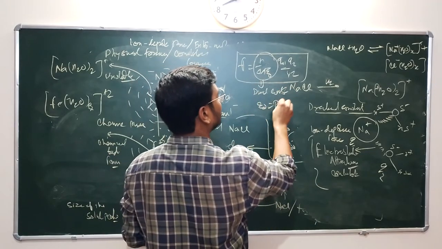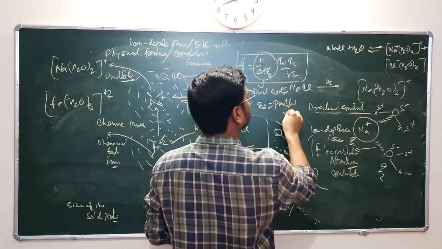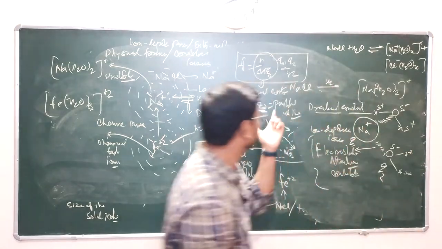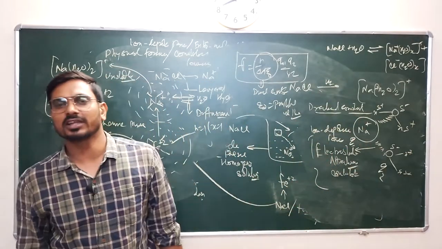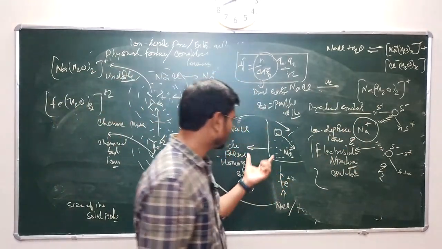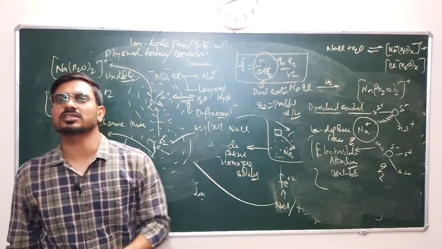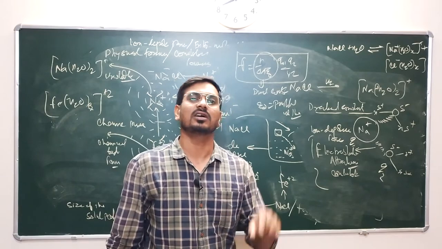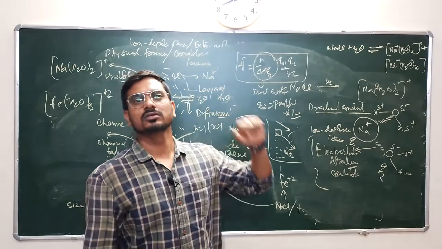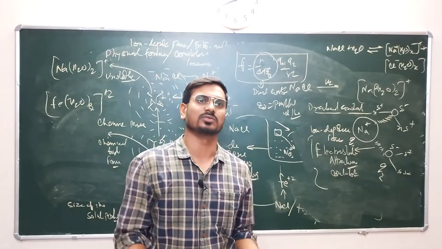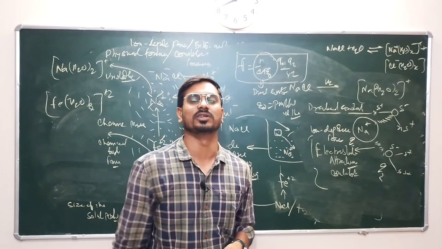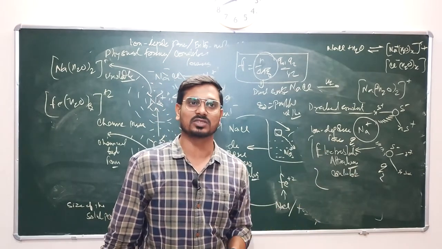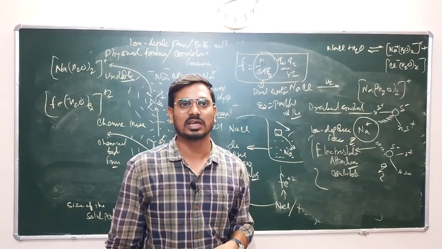Epsilon naught is the permittivity of the medium. What does it mean? It means that, despite the chemical nature of any solution, the physical characteristic of that chemical substance determines or plays a greater role in its behavior as a solvent. Because if anything gets dissolved into it and forms this kind of complex, that is a different behavior.